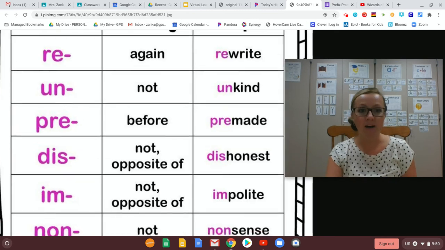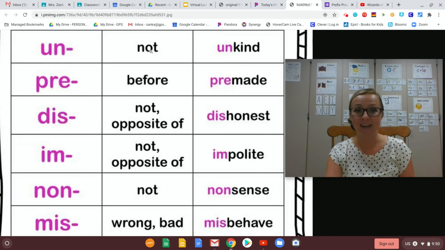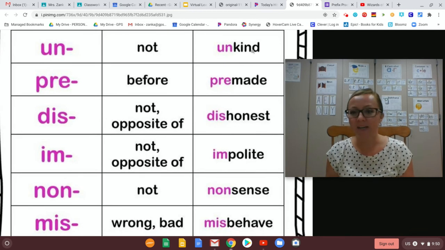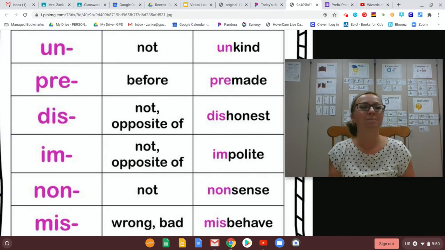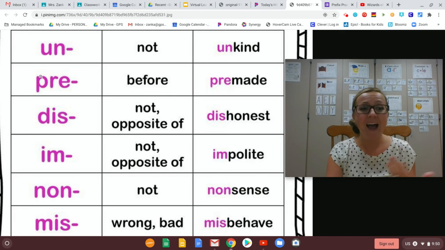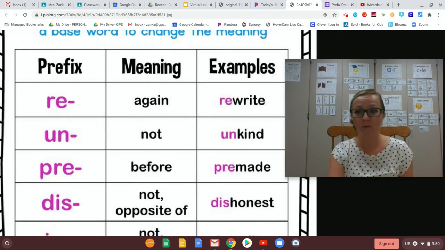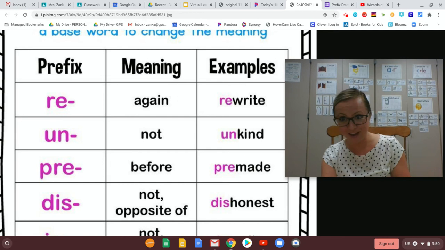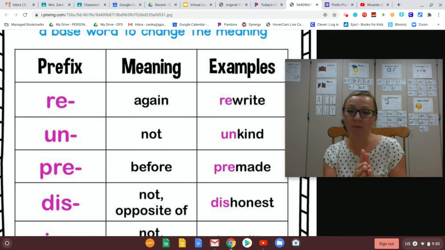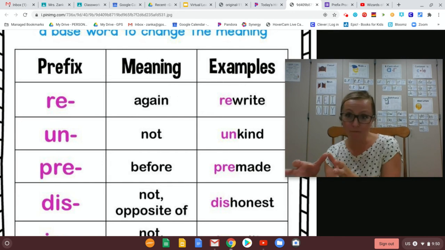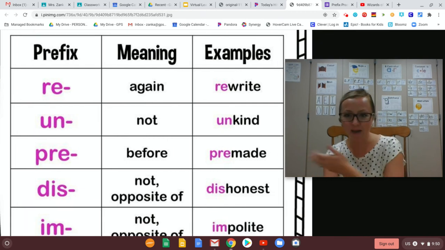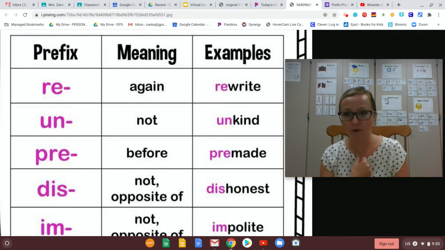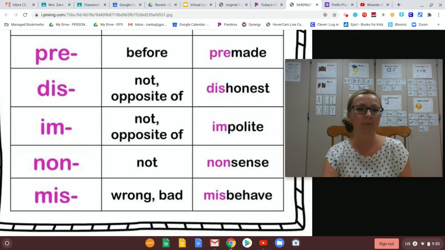Okay, another one is un, that means not. So an example would be unkind, you're not being kind, or unfriendly, you're not friendly. Okay, the next one is pre. I love this because if you look at it, the word prefix has a prefix. Pre means before. So that can help you remember that prefixes come before the word. So before, and premade, this was made before. Or a preview of a movie. You get to see clips of the movie before you watch the whole thing.